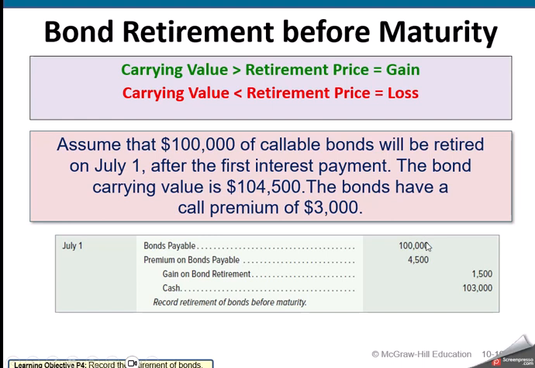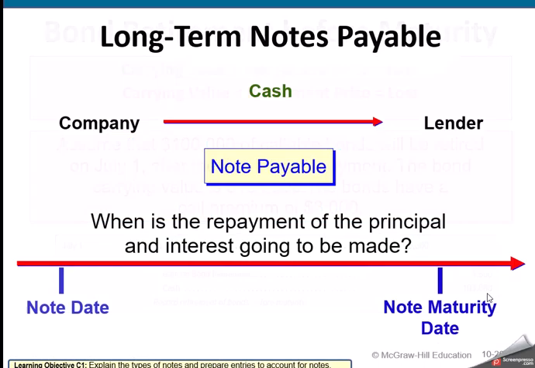Now we're taking the bonds payable off of the books, the $100,000. We're taking the premium off of the books, $4,500. So what we need to make this entry balance is a credit of $1,500, and then that $1,500 is going to be the gain on the bond retirement. So we are getting rid of a liability that's worth more than what we're paying.